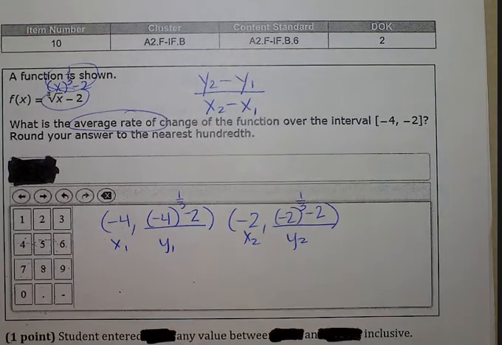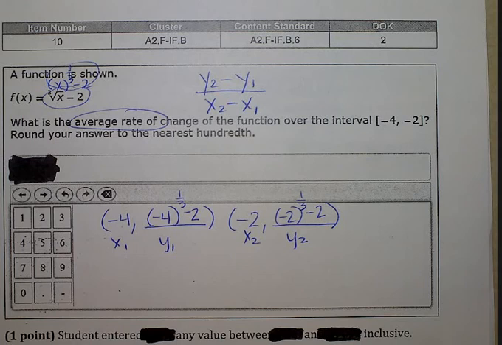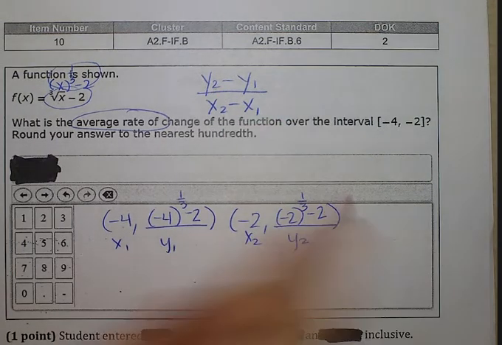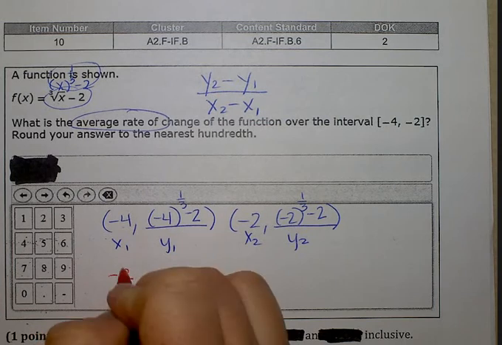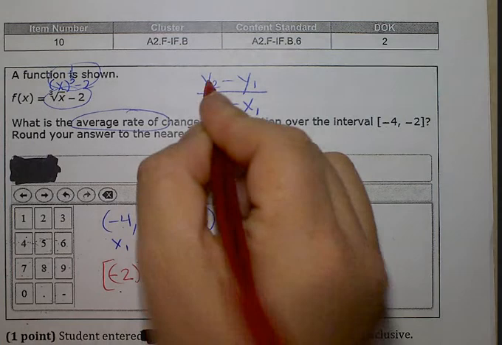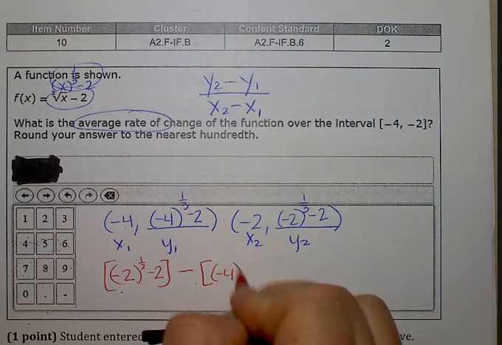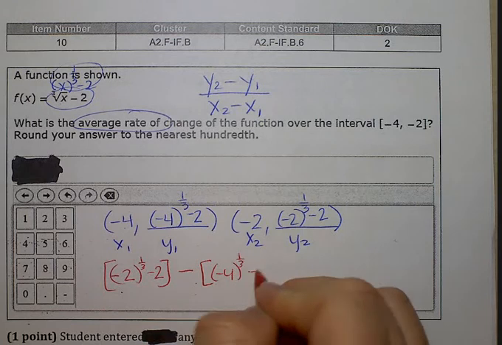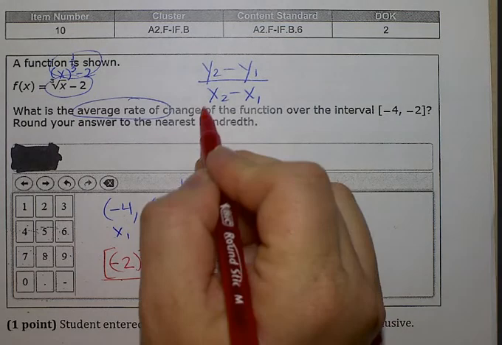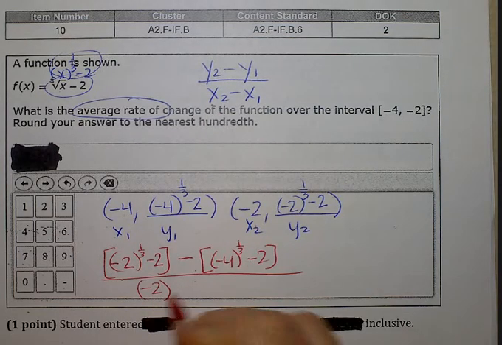Okay, let's substitute in our y's up top. So let's get the y sub 2 value, which is right here. -2 raised to the 1/3 subtract 2. That's this value. Subtract y sub 1. -4 raised to the 1/3 subtract 2. And then x sub 2, -2, subtract -4.